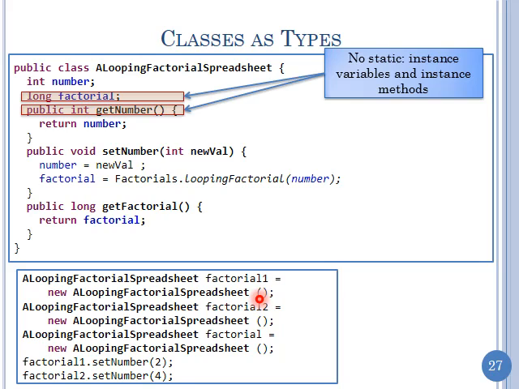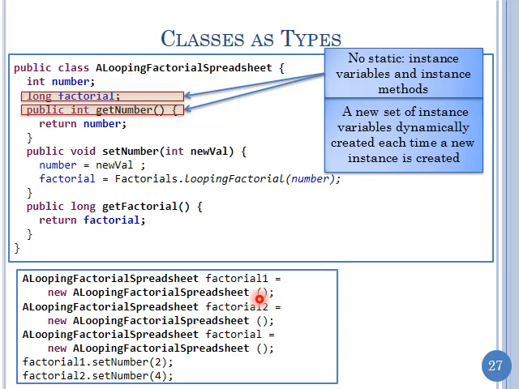So no static. You have instance variables and instance methods now. A new set of instance variables is dynamically created each time a new instance is created. So what does it mean to instantiate a class? To create a new bunch of instance variables. We are using the class as a type, and we are creating a class instance.